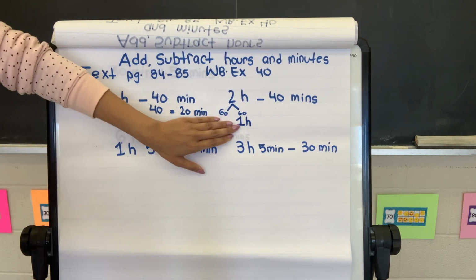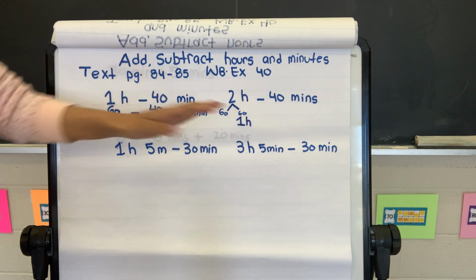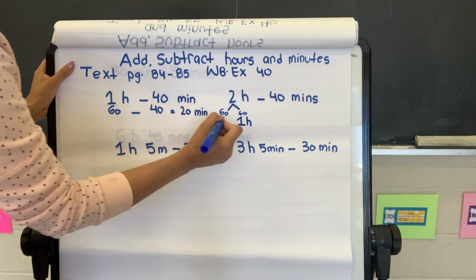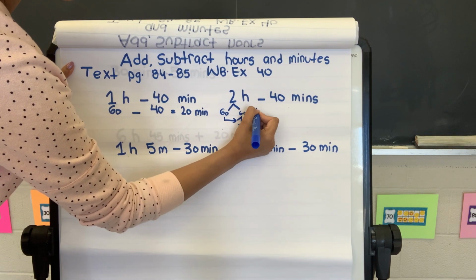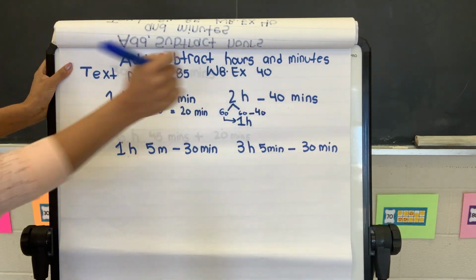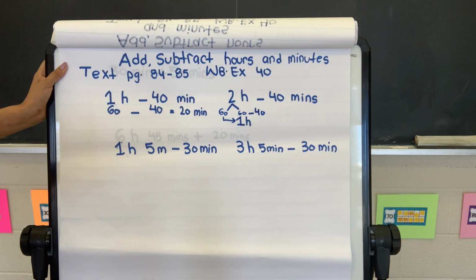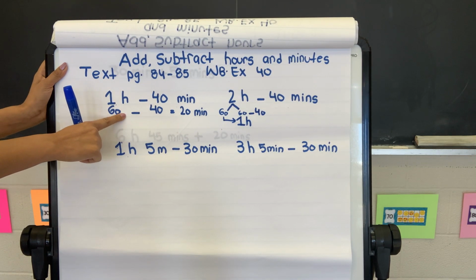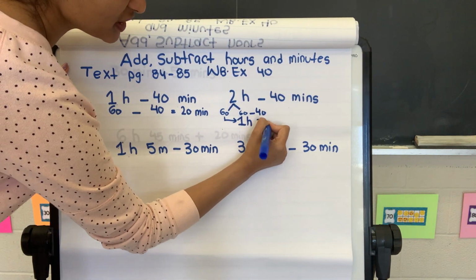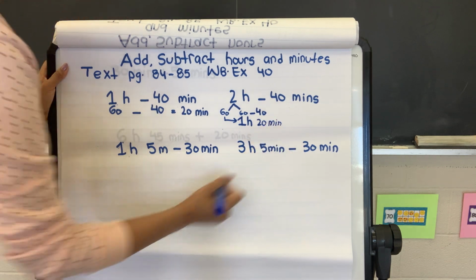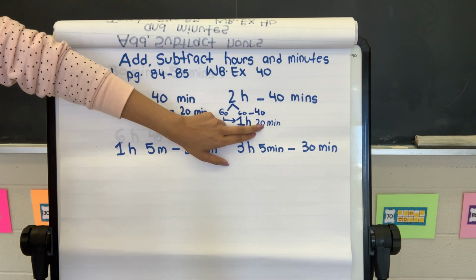So I know that my answer is going to be 1 hour, some minutes. So I'm going to use my second 60. So this was my first 60. My second 60, I'm going to use to subtract my minutes. So I have 60 minutes and I take away 40 minutes. That's just like the first example. So I have 20 minutes left, right? So I'm left with 1 hour and 20 minutes.